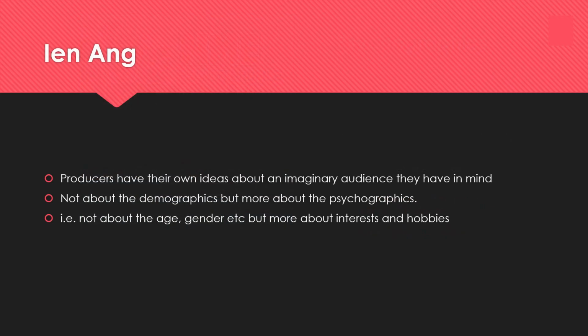So Ien Ang is basically a media theorist who said that producers have their ideas about an imaginary audience they've got in mind. So you might think, I'm making this for all men, or I'm making this for people between these ages. But what we're finding more so now is it's not really about the demographics, but more about the psychographics. In other words, it's not about age and gender, but more about what people's hobbies and interests are.